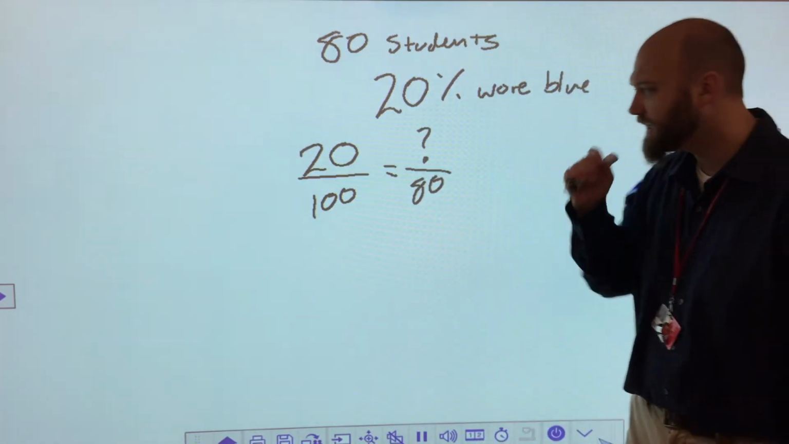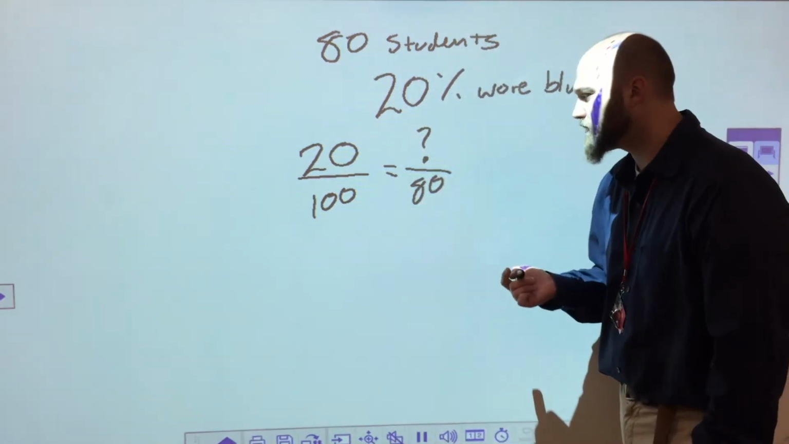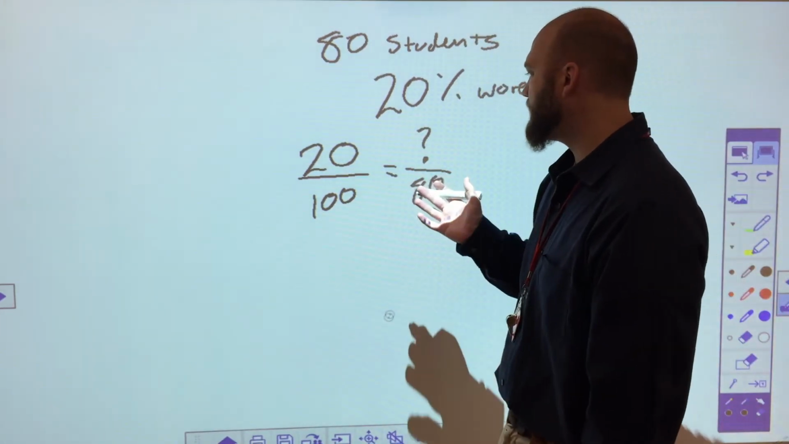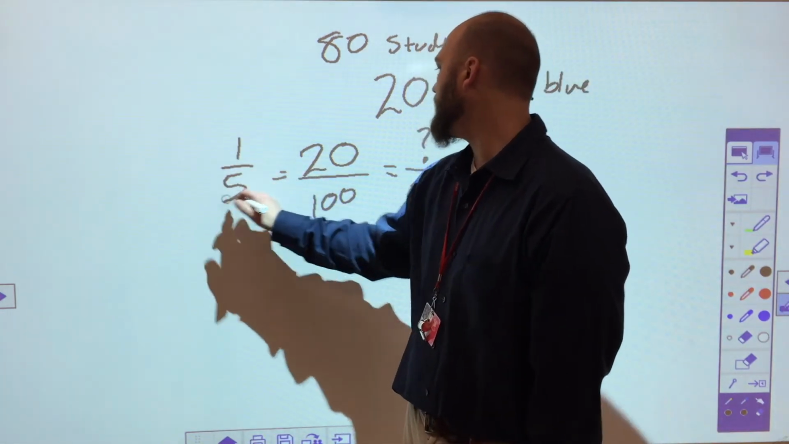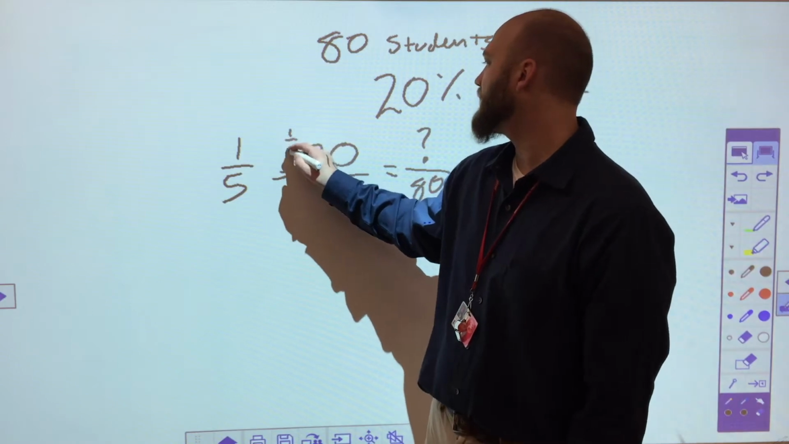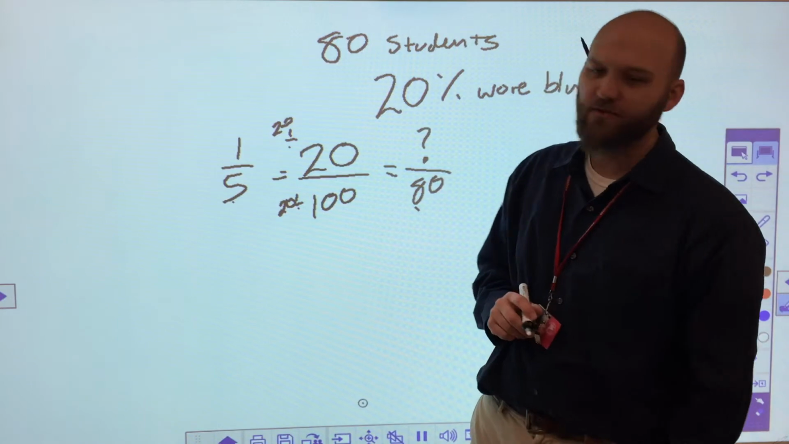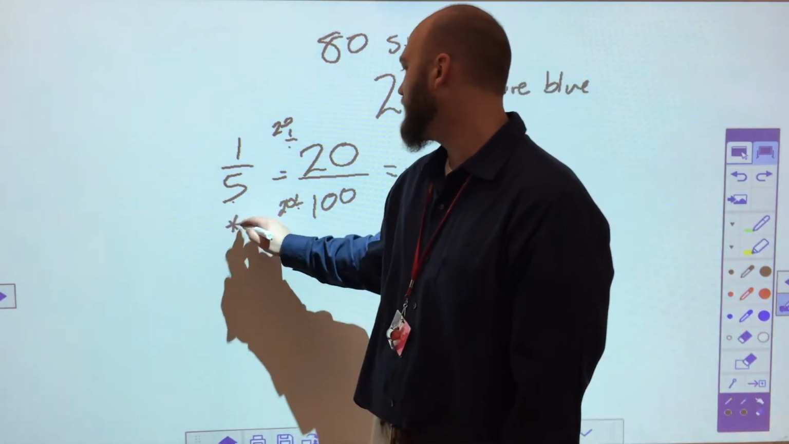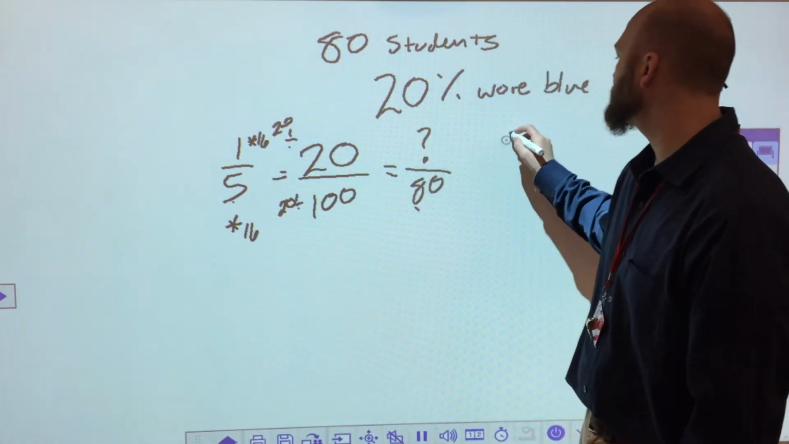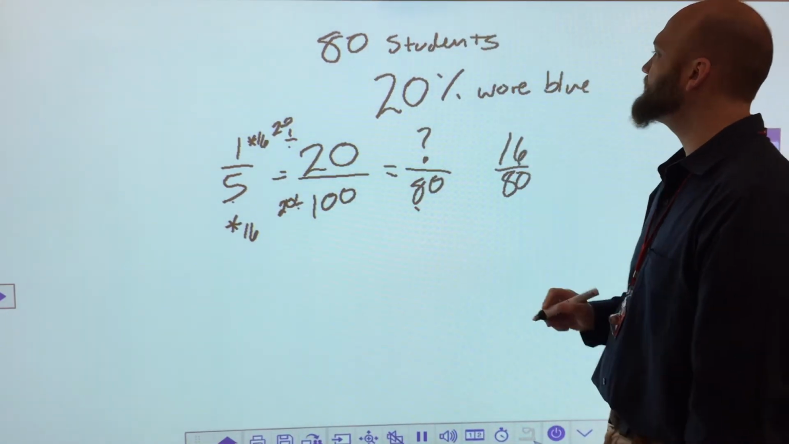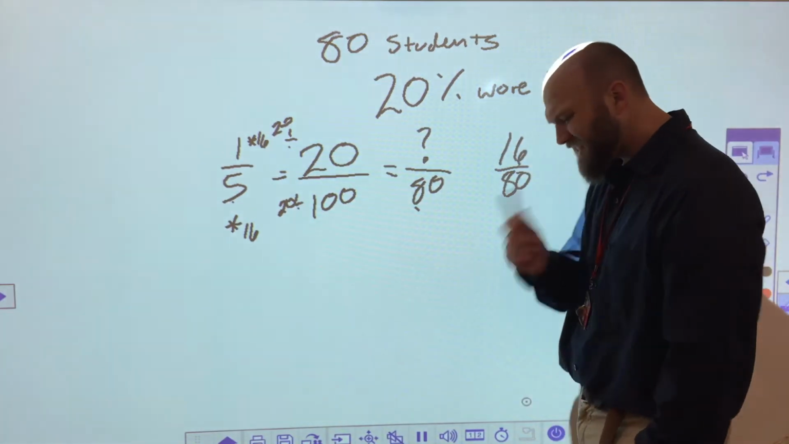All right, so from there, I could cross multiply and then divide, or I could go down to a unit rate. And when I simplify, I'm going to find that this could actually come down to 1/5. When I simplify here, I'm going to divide by 20, divide by 20. And then how do I go from 5 to 80? I'm going to multiply by 16, times 16. So I end up with 16 out of 80 students wore blue. So that's one way I can do it.